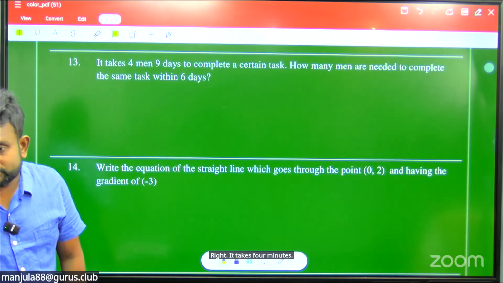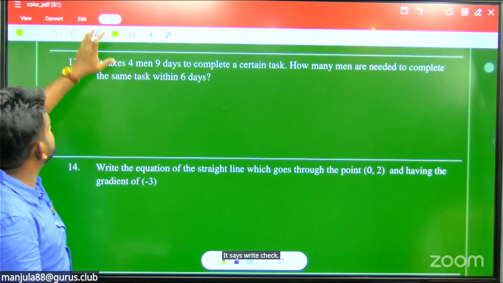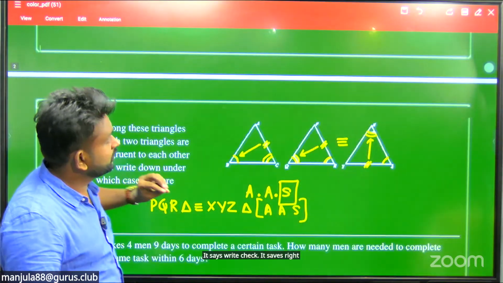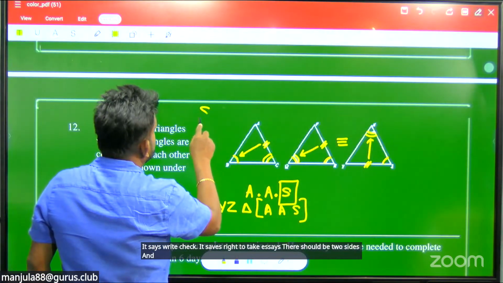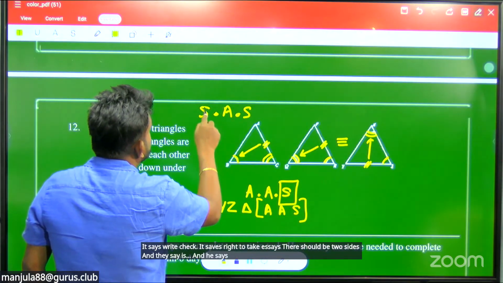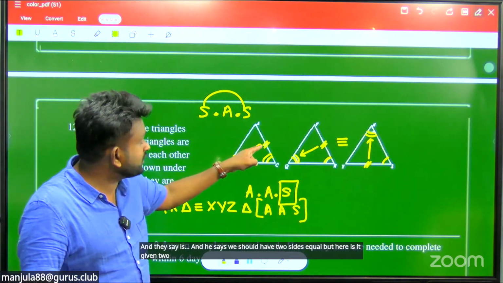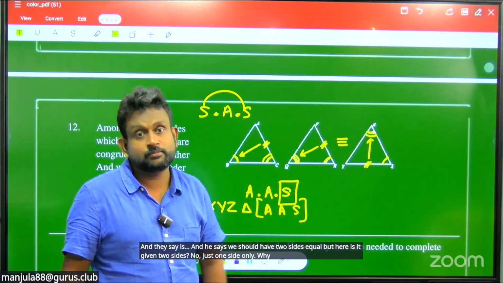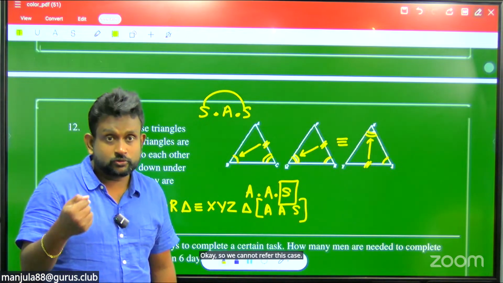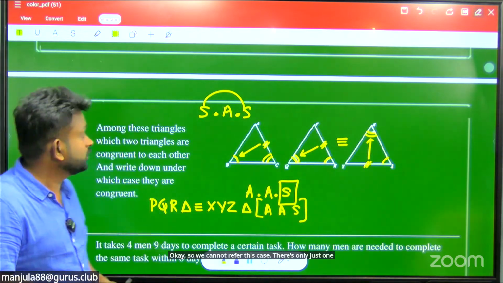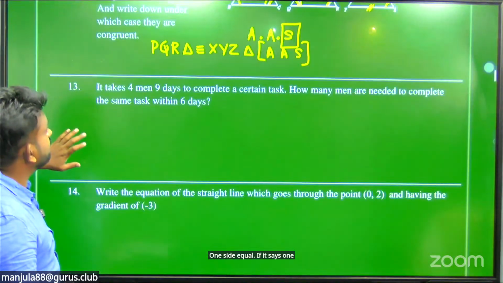So can't we get SAS? SAS, right. Check SAS. To take SAS, there should be two sides equal. But here, is it given two sides? No, just one side only. Only one side symbol is given as equal. So we cannot refer to this as SAS. It's only one pair of sides equal. For SAS, there should be one angle and two sides.